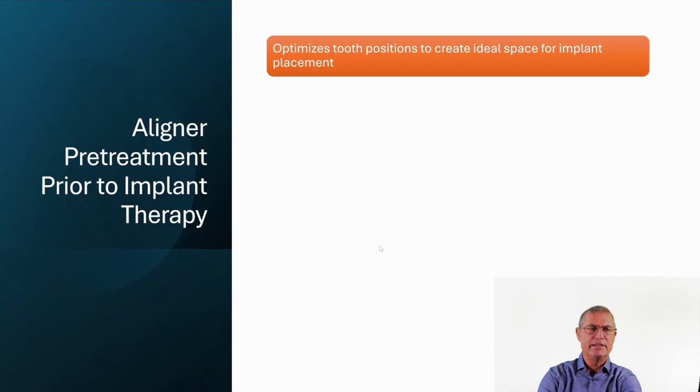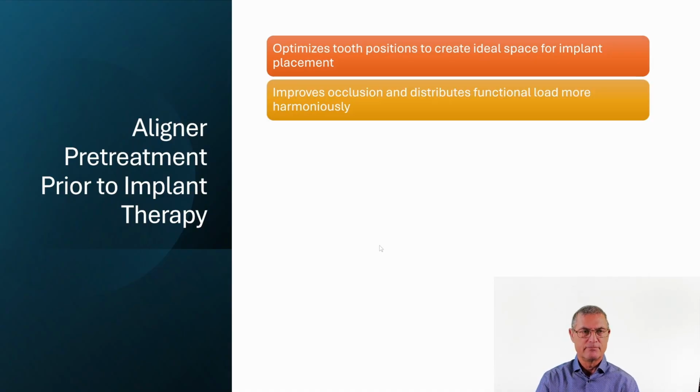So I already said I use a liner, and even if you think about implant treatment, you can keep in mind that liner pre-treatment may be an option for some cases. What can it do? It can optimize tooth position and create ideal space. So if you have crowded conditions with the teeth and perhaps the space between two teeth is really small, you can of course optimize this by a liner treatment.